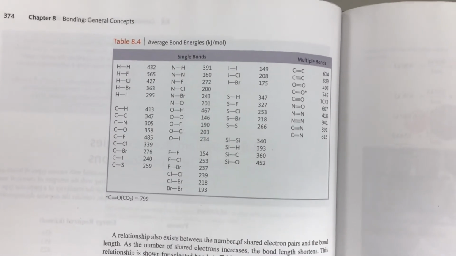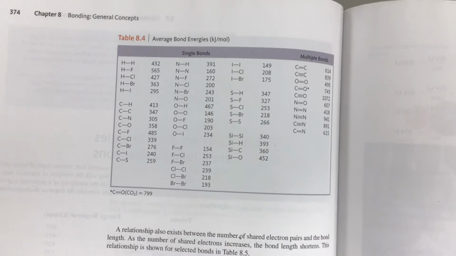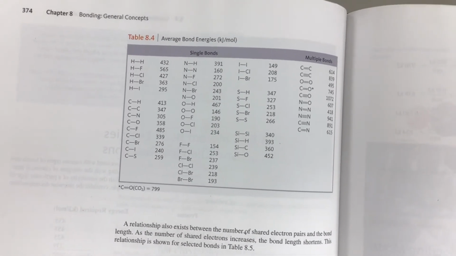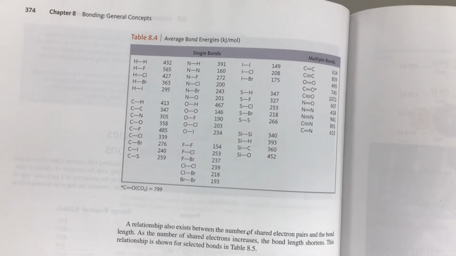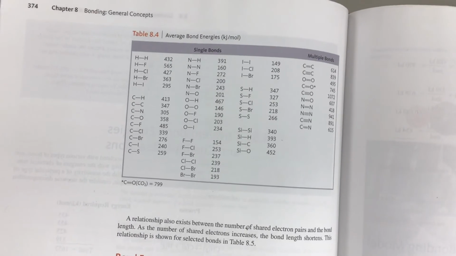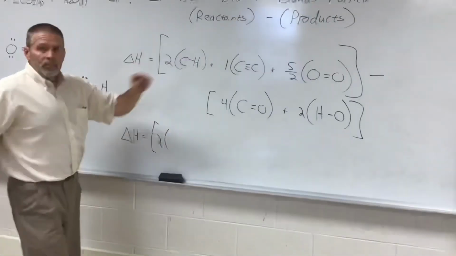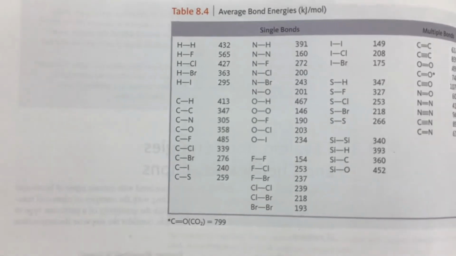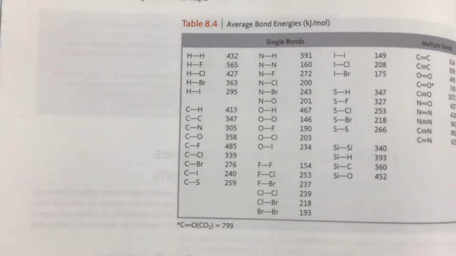So the first thing there is the hydrogen single bonded to the hydrogen, 432. That means it takes 432 kilojoules to break a mole of hydrogen-hydrogen single bonds. So what do we have up here? We have carbon to hydrogens. You see that number right there in the middle of the screen? I want to say it's 413. 413. Okay.